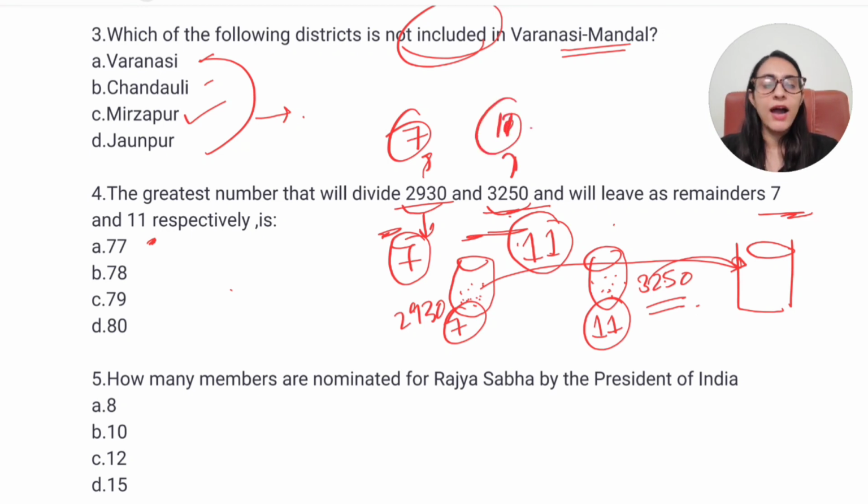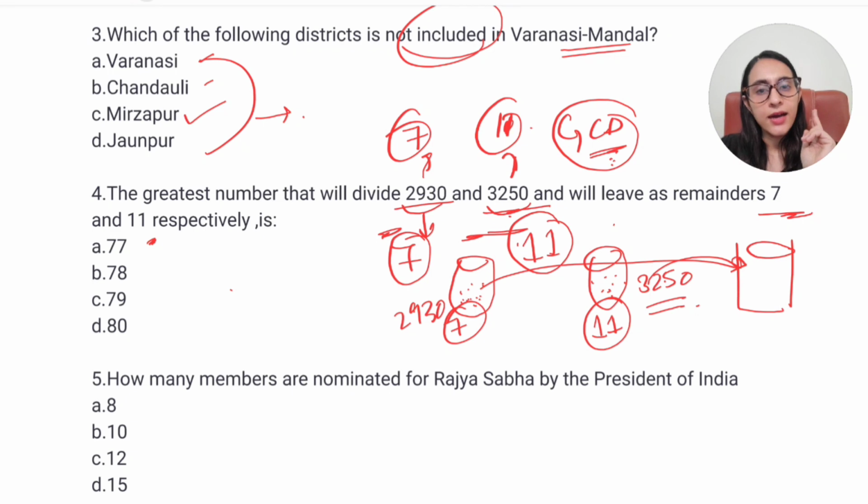you need a simpler method, and that is finding the GCD, the greatest common divisor of two numbers. It is the largest number that can divide them both. So the largest number that can divide 2930 can also divide 3250. Now for this we need to find such a number that after dividing we get 7 in this and 11 in this.